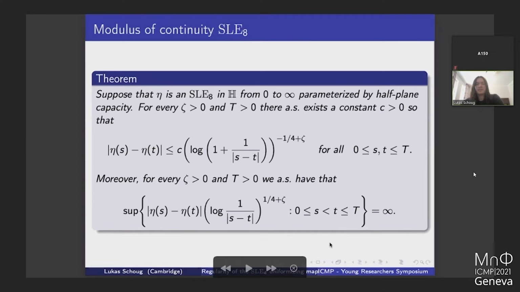This proved a conjecture by Alvisio and Lawler from several years ago, and so this constitutes the final good result on the modulus of continuity that is needed for SLE. However, we still don't know here: does it work if we just pick zeta equal to 0? Will it be bounded or will it diverge? So we cannot decide that yet.